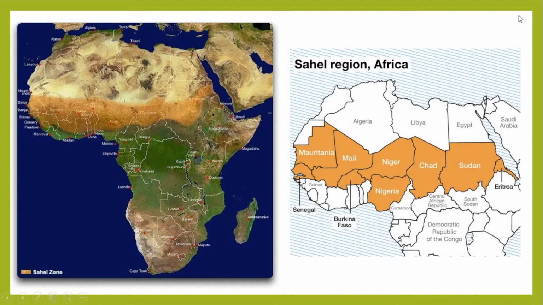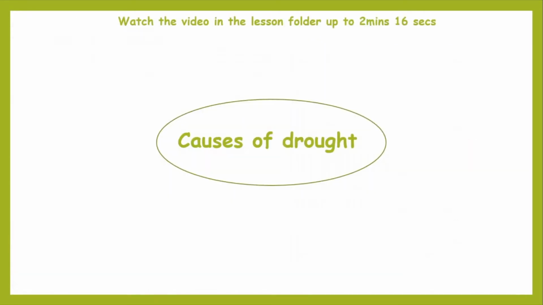Now, the first thing we're going to look at is drought. What can cause there to be below average rainfall for a prolonged period of time? Now, there's a video in the lesson folder. I'd like you to watch that video up to 2 minutes 16 seconds and then pause it, and then come back to this point in this recording, and we'll make a spider diagram or bullet point list, if you prefer, on the main causes of drought. So pause this video here a minute, go to the other video, have a look at it up to 2 minutes 16 seconds, and then come back and we'll walk through it.